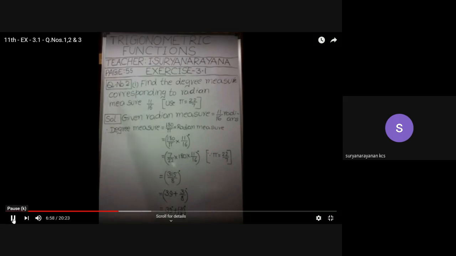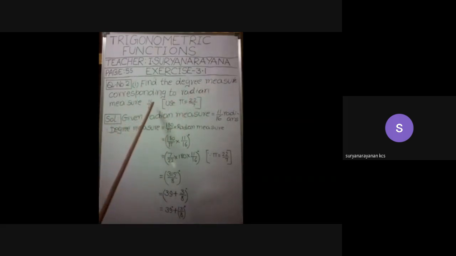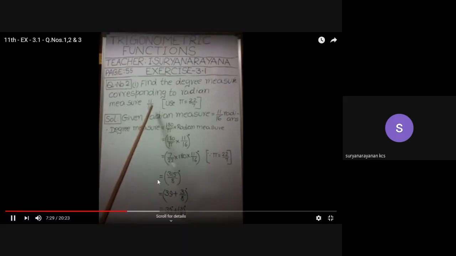Now come to page number 55. Question number 2. In this Roman number 2, there are 4 questions. Here, I have taken the first question. Find the degree measure corresponding to radian measure 11 by 16. Here, an angle is given in radian measure, 11 by 16 radians.